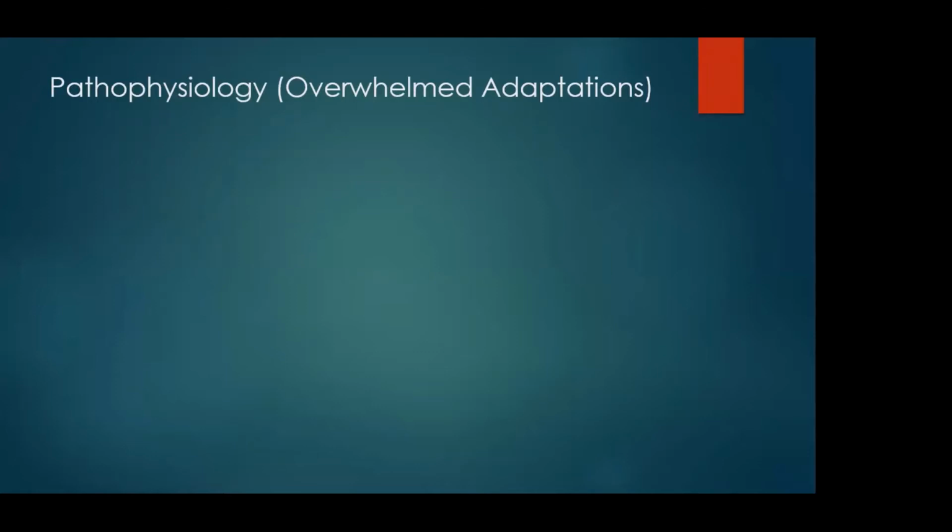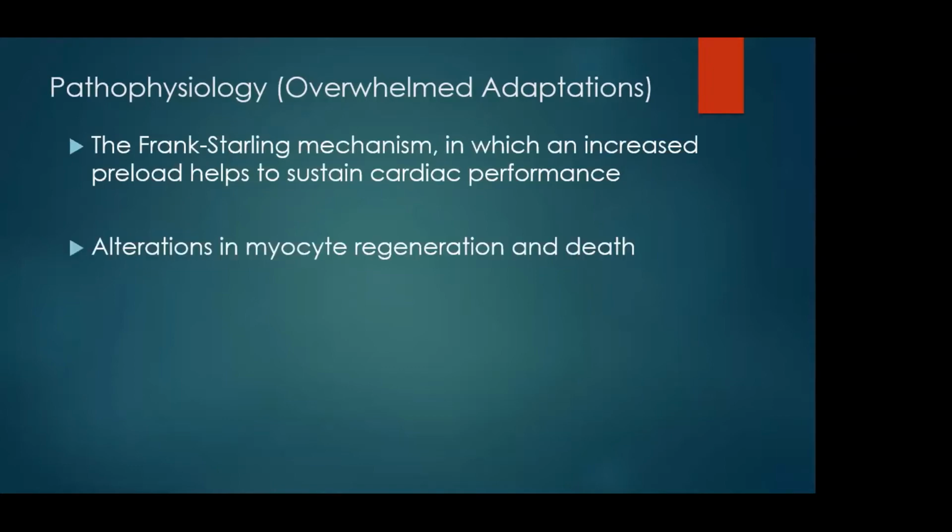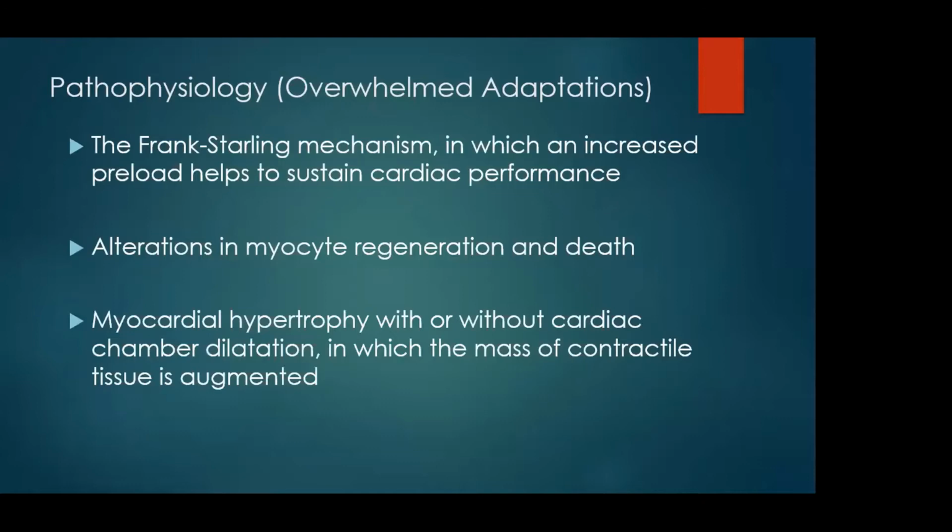So what are they? Let's have a look. You know the Frank-Starling mechanism, which has increased preload that can help sustain the cardiac performance. We'll come to the Frank-Starling mechanism in a minute. So these are the adaptations that a cardiac muscle has to cope with the onslaught. The alterations in myocyte regeneration and death, myocardial hypertrophy with or without cardiac chamber dilation, in which the mass of contractile tissue is augmented. And then we have activation of neurohumoral systems. Each of these is so important in maintaining our cardiac cycle.